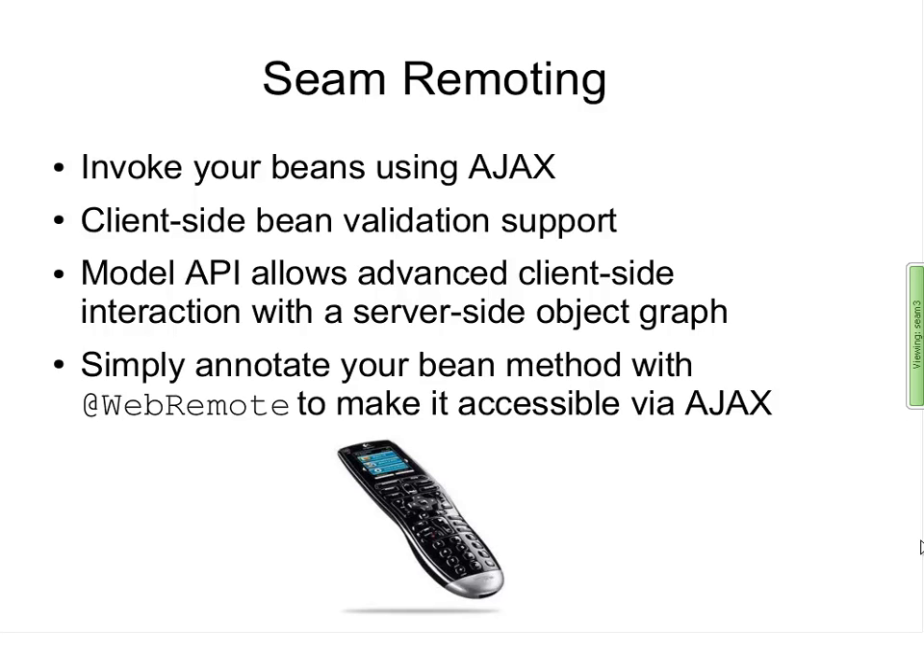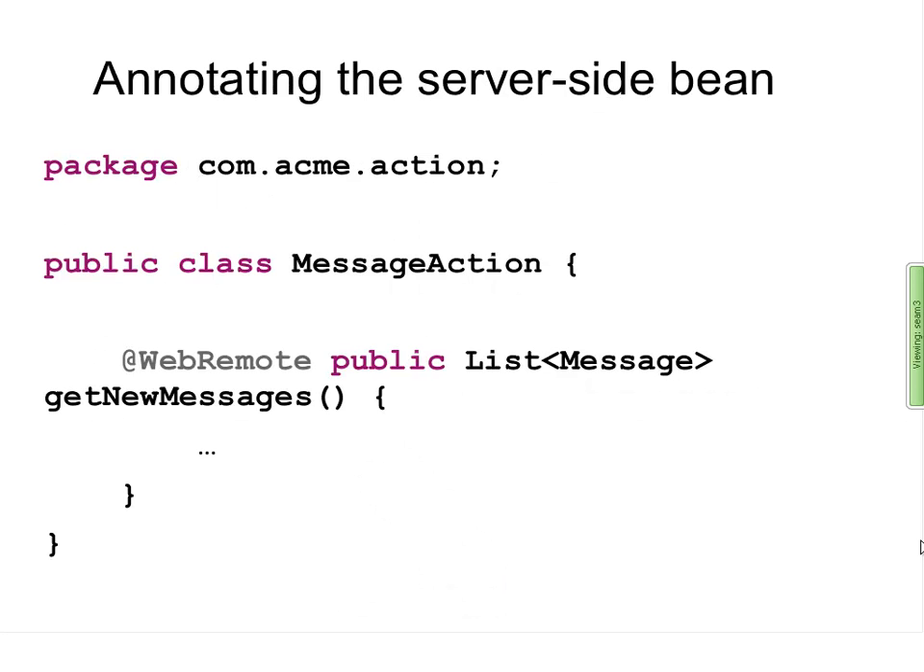So let's look at a small example of how we can use the WebRemote annotation to make our beans accessible via AJAX. The first thing we need to do is decide which of our methods we want to make invocable from the client. After we've decided this, it's a simple matter of annotating the method with the WebRemote annotation. What this does is indicate to the remoting module that the client is allowed to invoke this method directly. So in this example, we're annotating a method called getNewMessages, which returns a list of message objects.